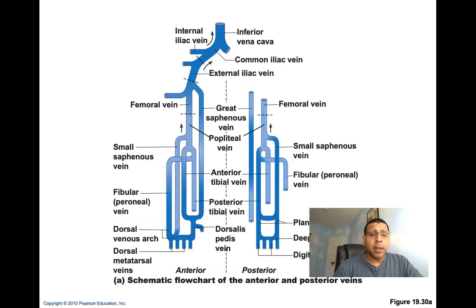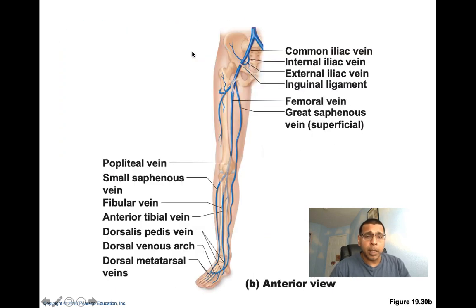Next, let's move down to the veins of the pelvis. Here we can appreciate first the internal iliac veins. The internal iliac veins are responsible for draining the deep pelvis. The internal iliac veins will join the external iliac veins to form the common iliac veins. You can see the internal and the external coming together to give rise to the common, and the two commons come together to give rise to the inferior vena cava.